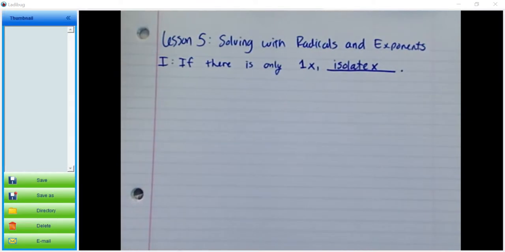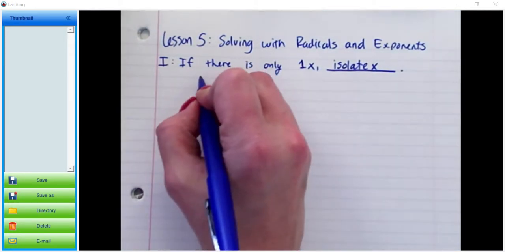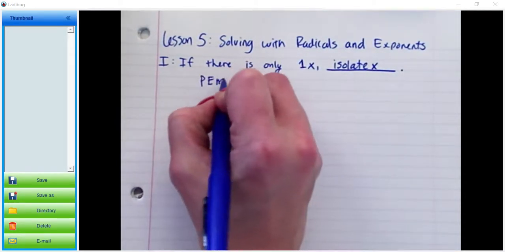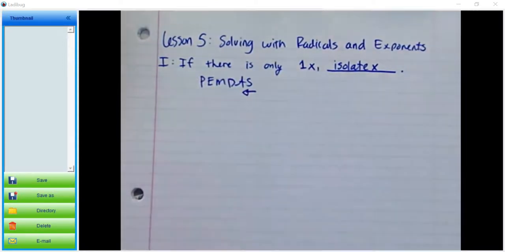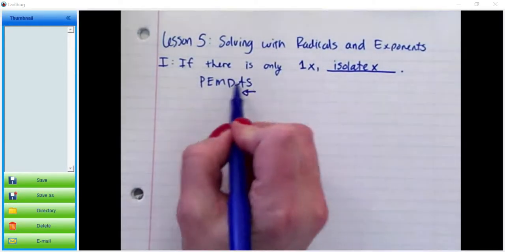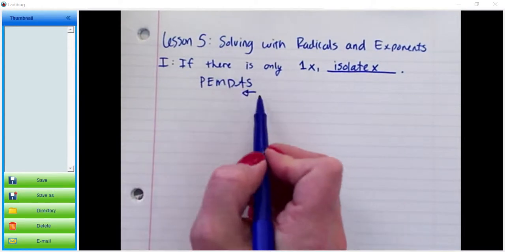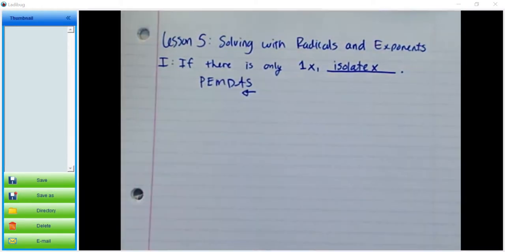Okay, guys. Solving strategies don't change. All we're doing is we're adding a couple new things to it. If you only have one x, you isolate x. How do you isolate x? You actually do PEMDAS backwards. Sometimes they call it SAD-MEP. Read it backwards. SAD-MEP. That's how you isolate. You do your order of operations backwards.